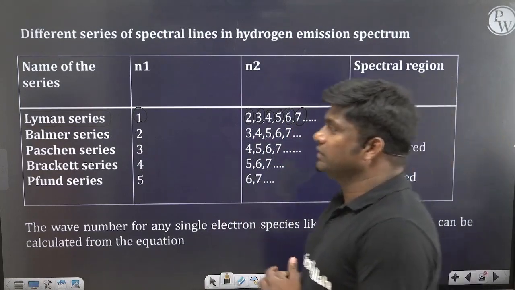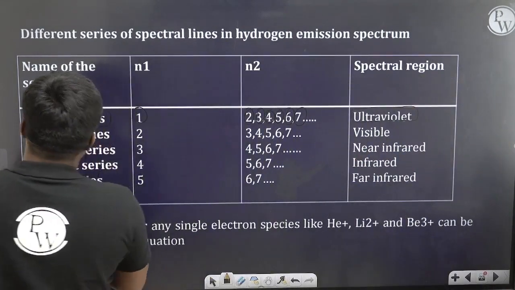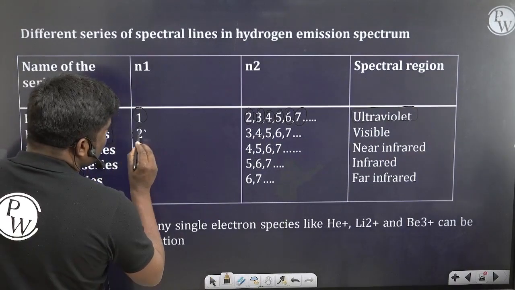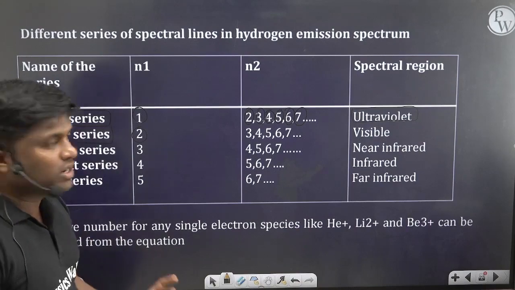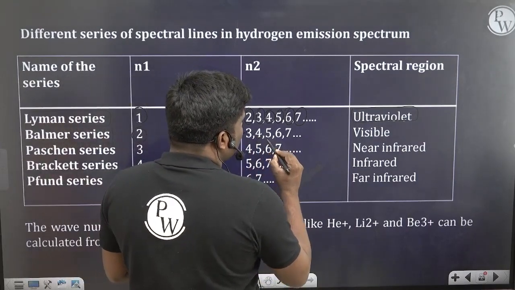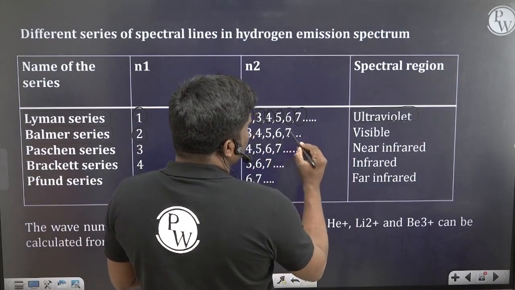Next, coming to the Balmer series. In the Balmer series, the electron will come to what energy level? Second energy level. From where? From third shell or fourth shell or fifth shell or sixth shell or seventh shell.